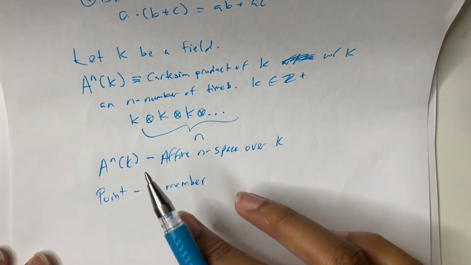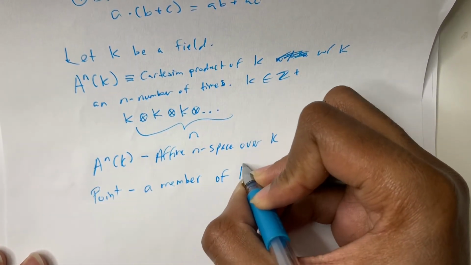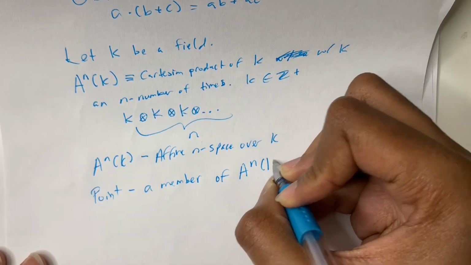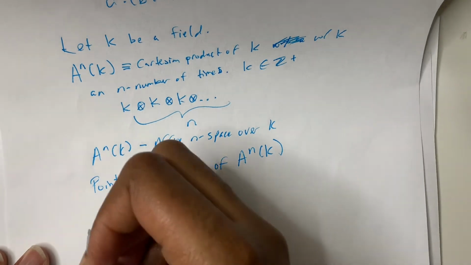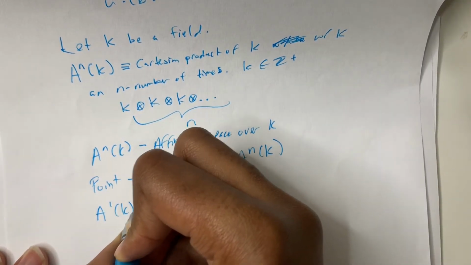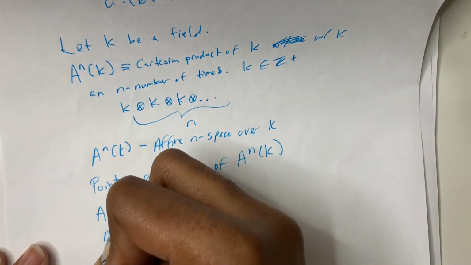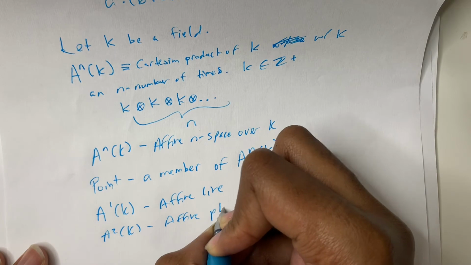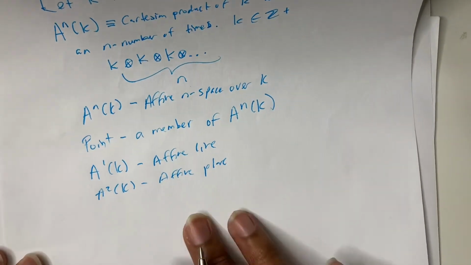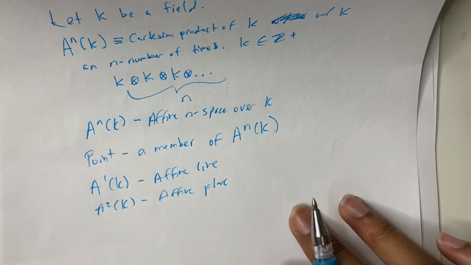So let's define a point as a member of this affine n-space over K. And let's define A_1(K) as an affine line, and A_2(K) as an affine plane. These are our core definitions, so let's kind of de-abstractify it.